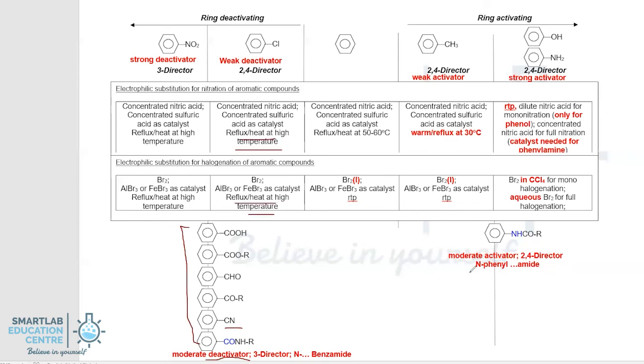Conversely, if you look at N-phenyl amide, which is the example that we have earlier, your NH group, which bonds to benzene, is a ring activator. So therefore, because of that, it is actually a 2,4 director, and it activates the benzene ring. Do note that this is therefore a ring activator, while if you have your CO bond that bonds to the benzene, that is a ring deactivator.